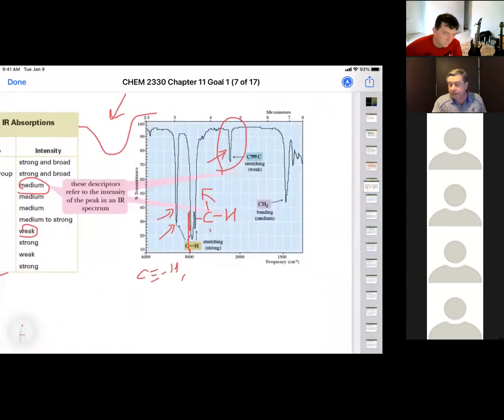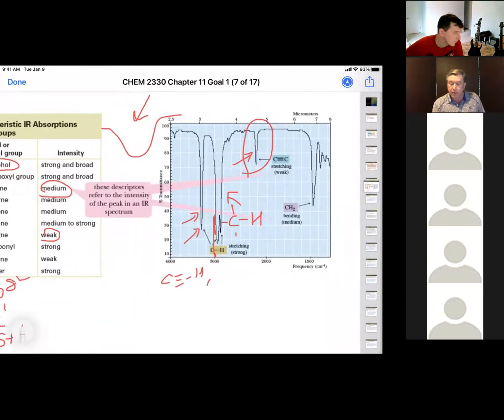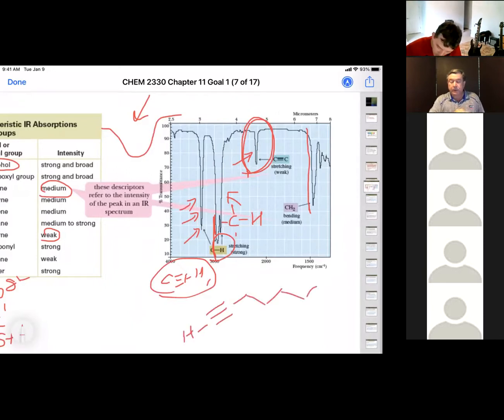So let's kind of string those together in what we see here. Well, we'll get to just below 1500 here. We have a peak for a triple bond. We have peaks for aliphatics, and we have a peak for a hydrogen on an acetylene. So what that means is we have acetylene, but it has a hydrogen on the end, and then we have some chain on it.